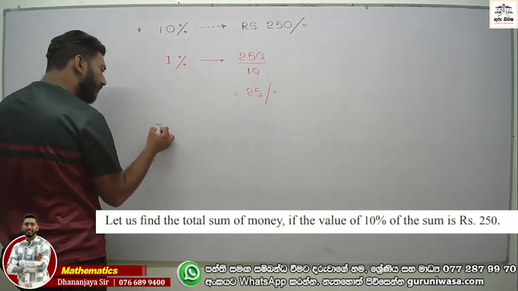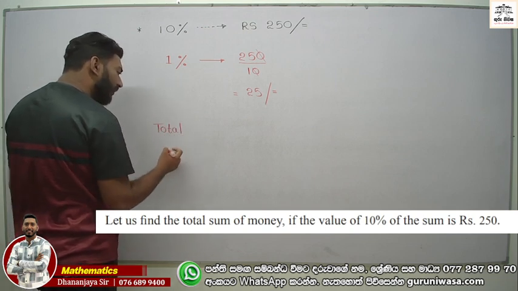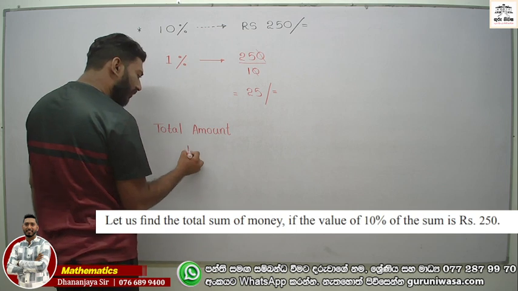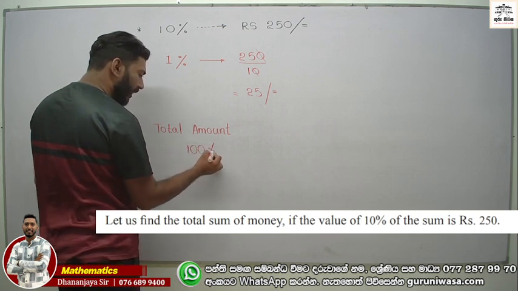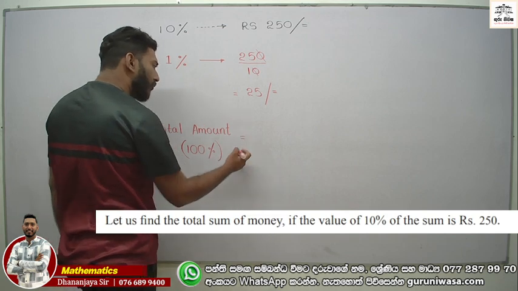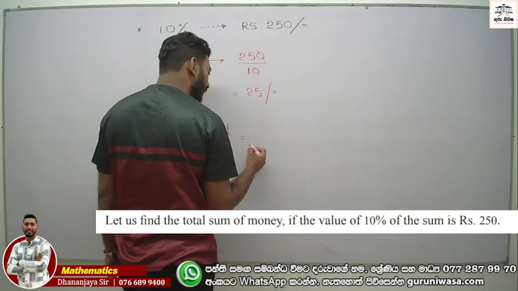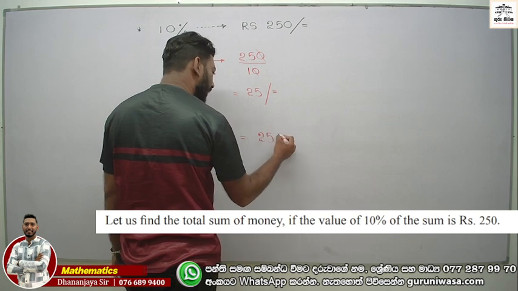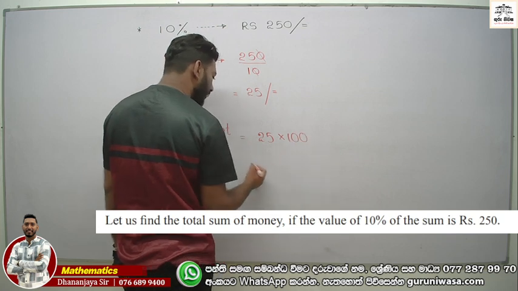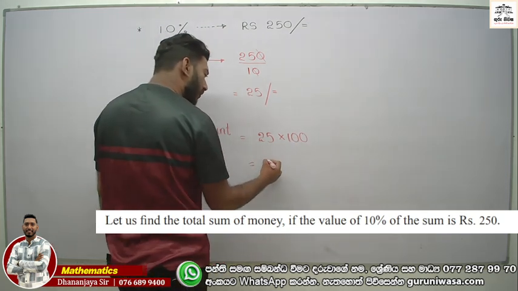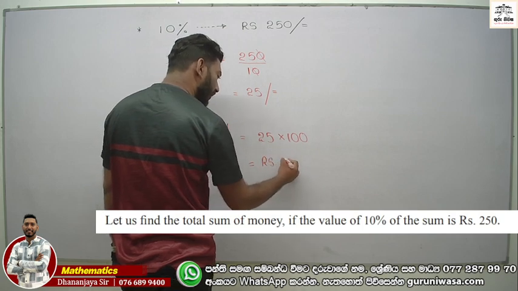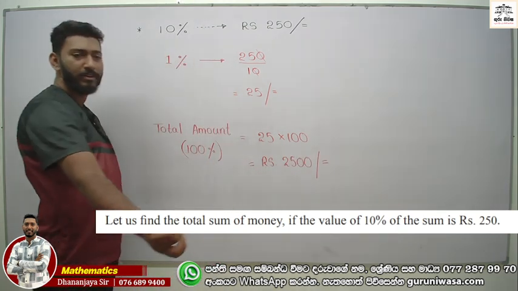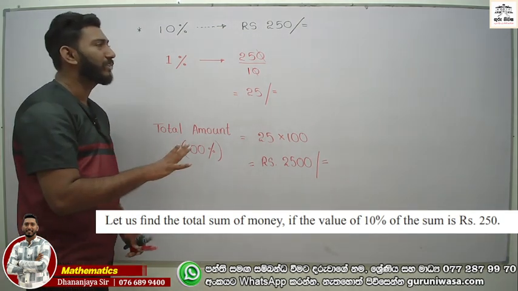Then how to find the total amount? Total amount means 100%. Now 1% is equal to 25 rupees. Therefore, for 100% you need to multiply 25 rupees by 100. Now the answer becomes 2,500 rupees. I think this method is so easy.